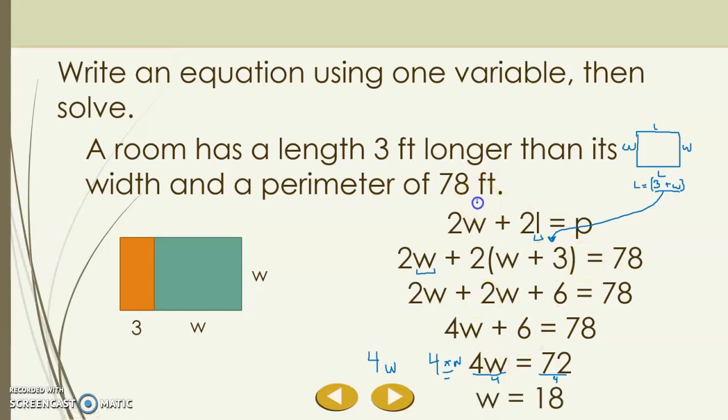And again, don't forget your unit here. What are we measuring in? It is 18 feet. So a pretty good size room.